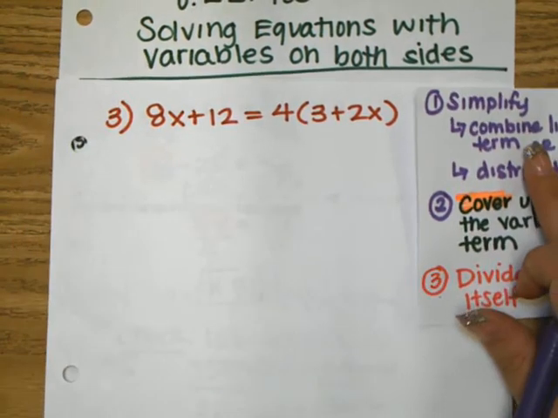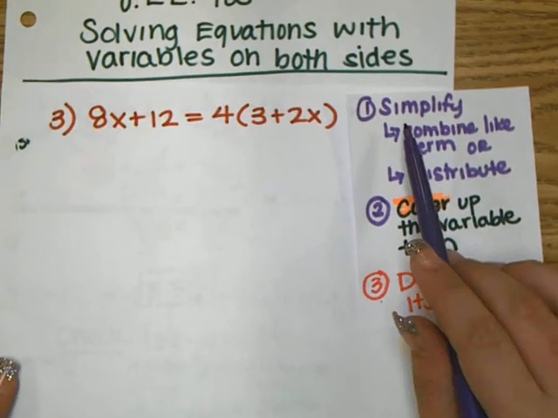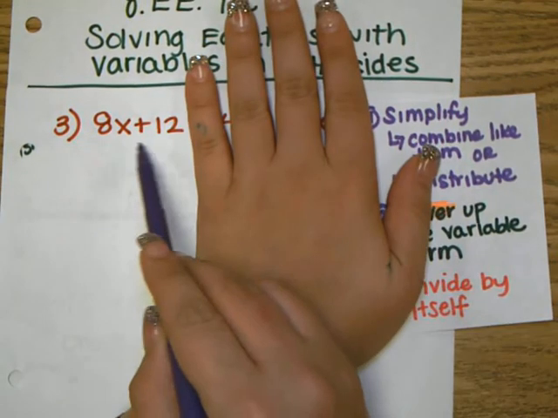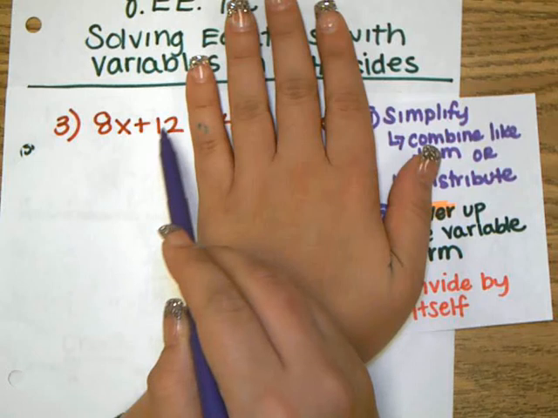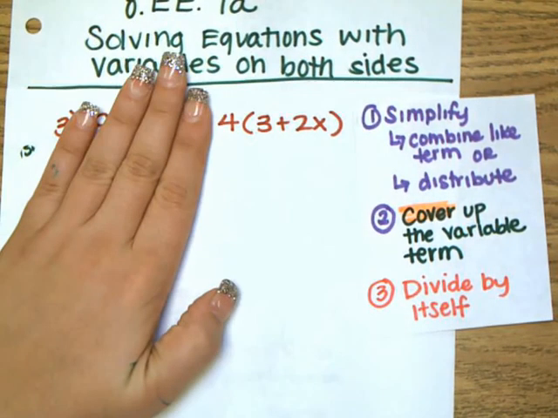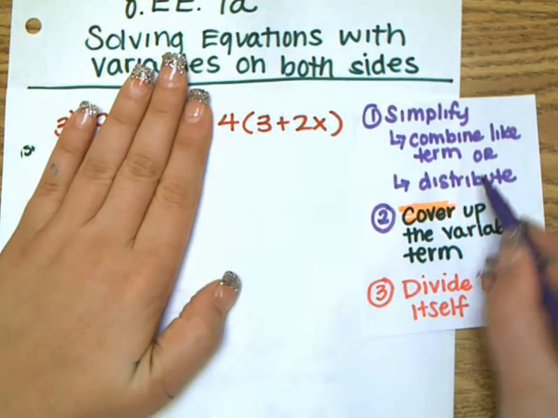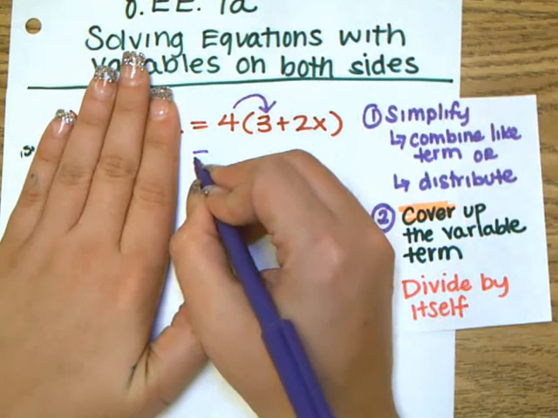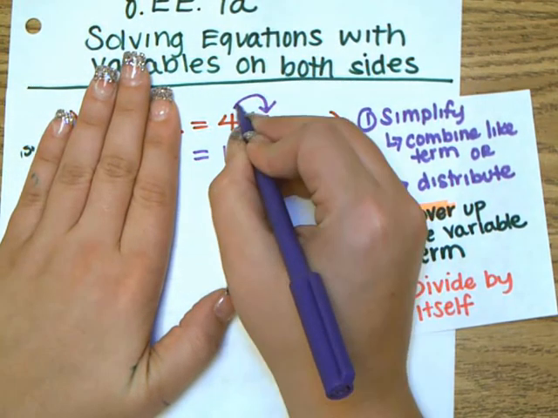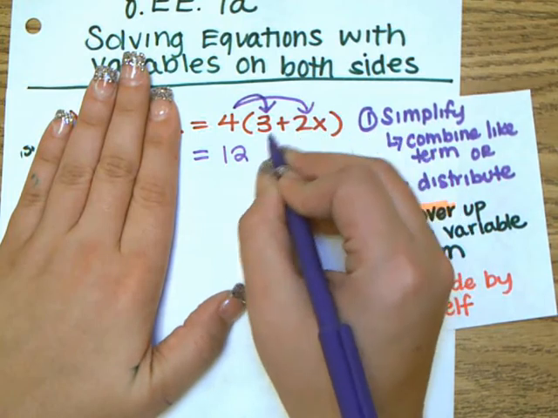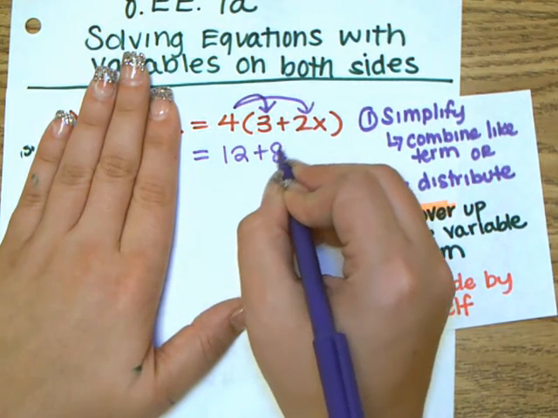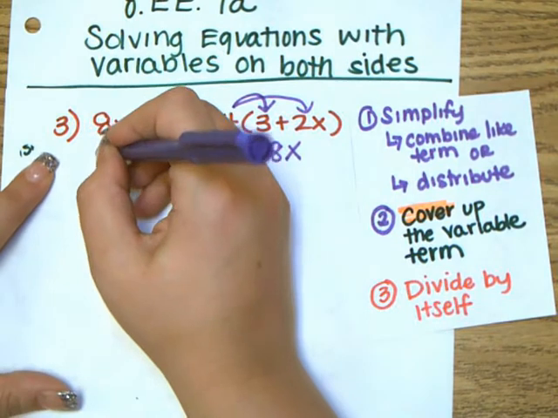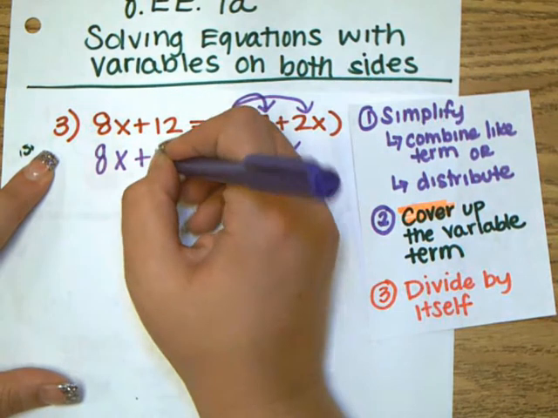Okay, let's try another one like that. Okay, so step 1 is to simplify. So I look to the left, I can't simplify. This has an x, this one doesn't. So I'm going to look to the right side. I can distribute. So 4 times 3 is 12. 4 times 2, positive 2, is 8x.